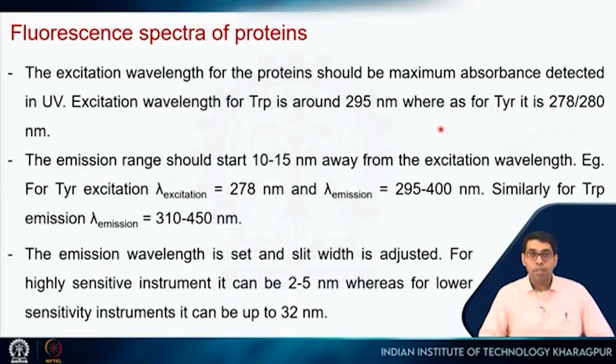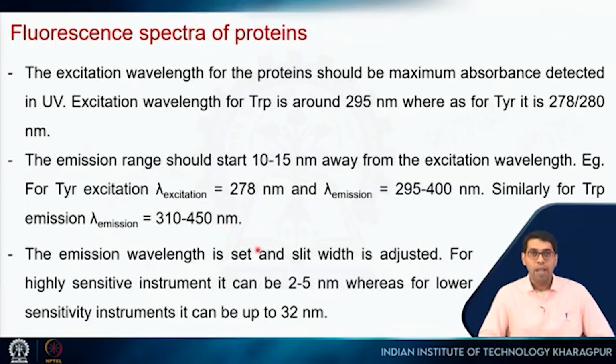The emission range should be at least 10 to 15 nanometer away, otherwise there will be overlap. So, ideally it should be 10 to 15 nanometer away. Now, for tyrosine, if you excite at 278, its emission will be around 295 to 400 nanometers. So, this is more than 15 nanometer away, which means that the instrument can detect it efficiently. Similarly, for tryptophan, if you excite it at 295, you will observe the emission in the range of 310 to 450 nanometers.